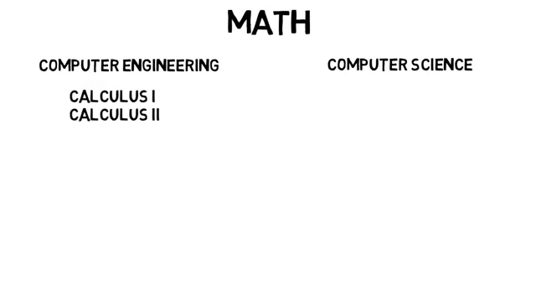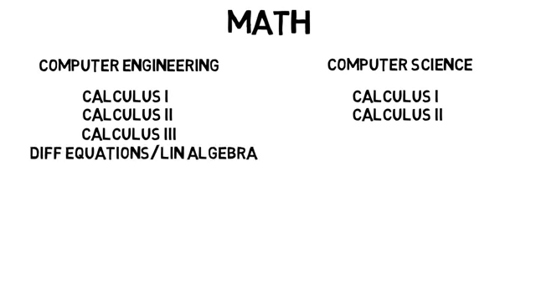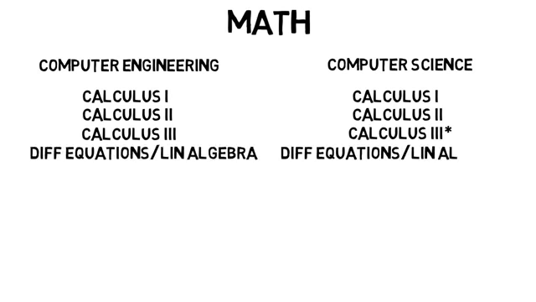Now, when it comes to math, both majors will take Calculus 1 and 2. Computer engineers will also take Calculus 3 and differential equations / linear algebra. Now, I will include those in computer science with an asterisk. The asterisk means that many schools will require these classes for computer scientists, but some won't. I've seen some where you can replace, especially Calc 3, with something else. They will take linear algebra, but with the differential equations is also dependent on the school.